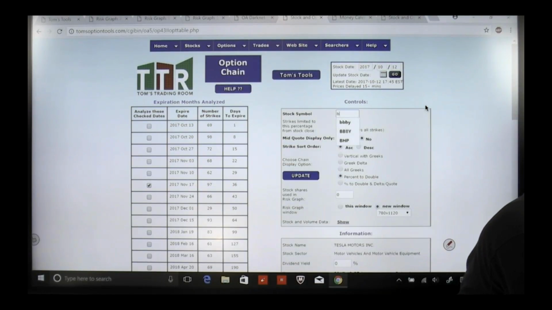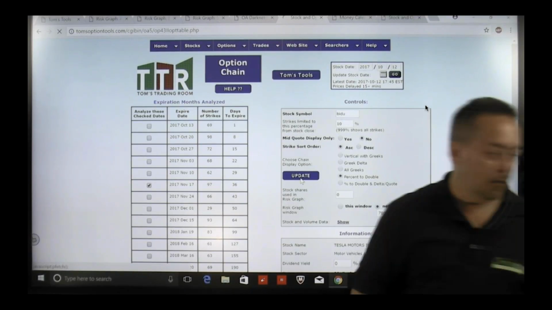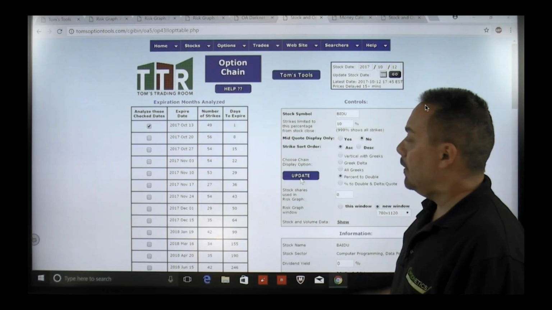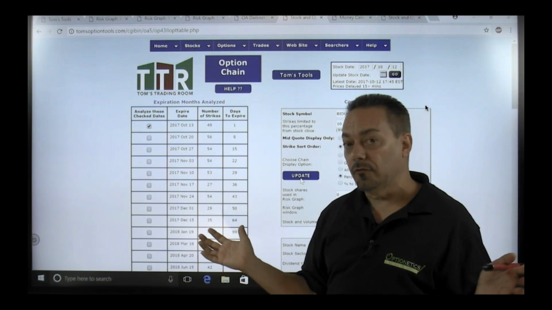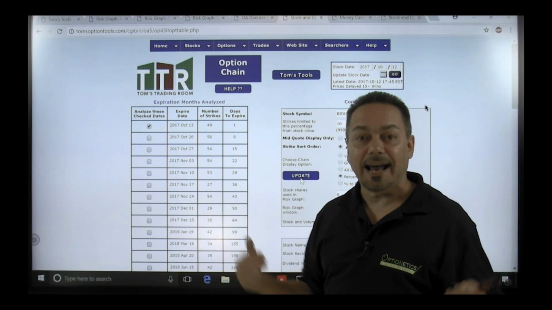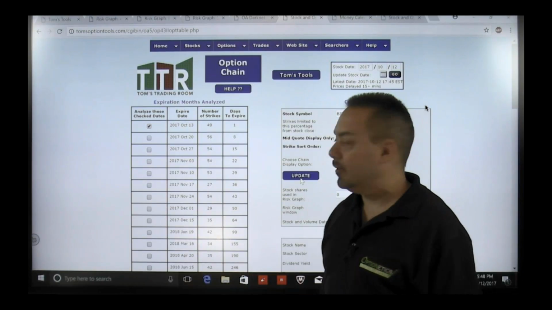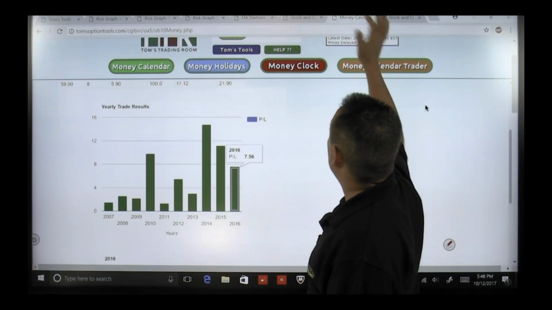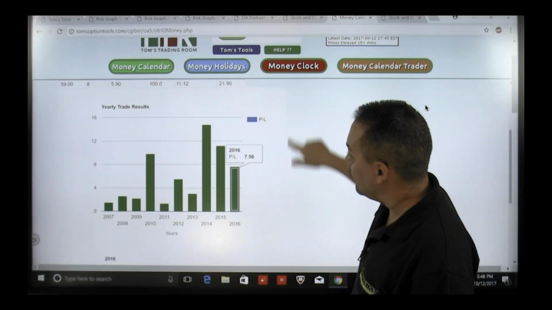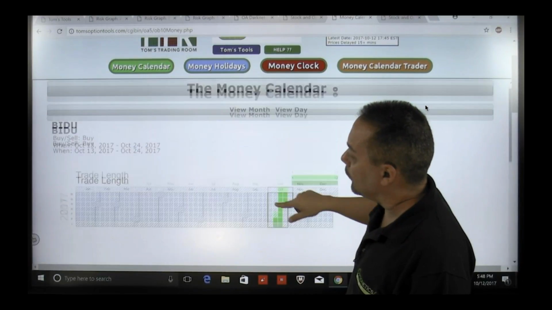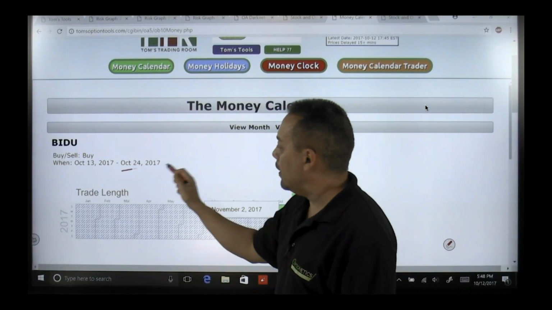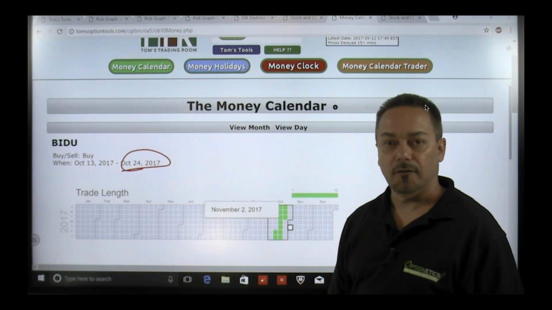Now, BIDU might make a good vertical spread, or it might not. Remember that question that was told to me, when do you get out of your second half, or when do you look for an exit? This is actually really easy if you utilize this type of strategy, because you already know where your exit's going to be. It's going to be on or before October 24th, 2017.